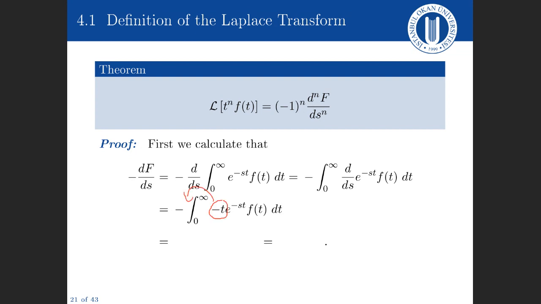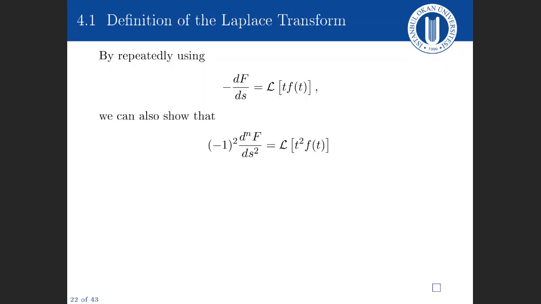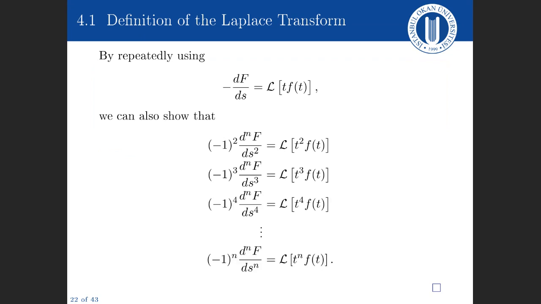This minus t we can take outside of the integral. This minus sign we can take outside the integral. And we're left with the integral of e to the power minus st t f of t, which is the same as the Laplace transform of t f of t. That means this formula is true for n equal to 1. But if it's true for n equal to 1, we can use this formula again and again and again. We can use it twice to show that it's true for n equal to 2, and then n equal to 3, n equal to 4, etc. By using the formula again and again, we can show that it's true for any n.